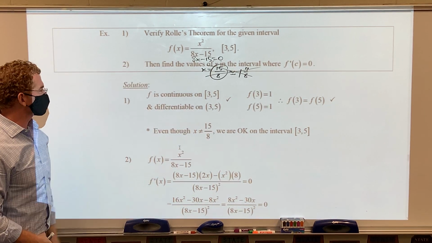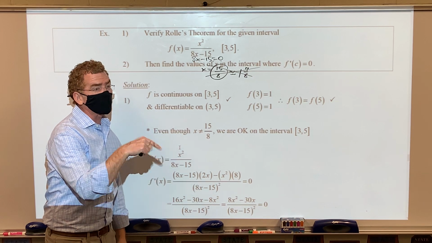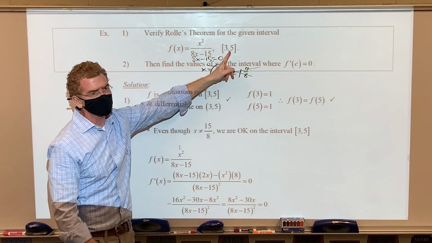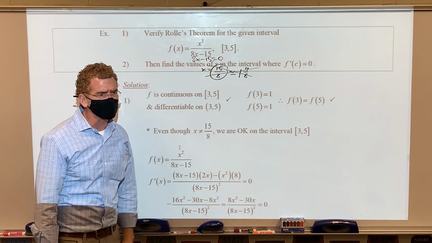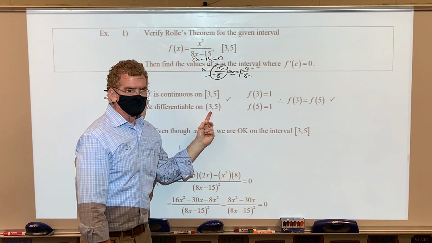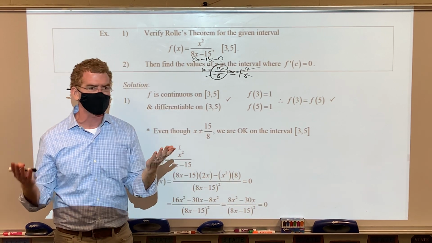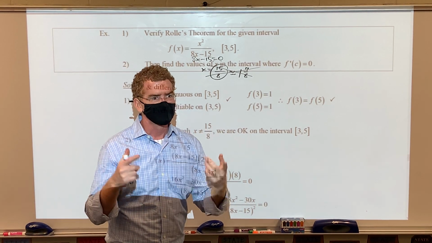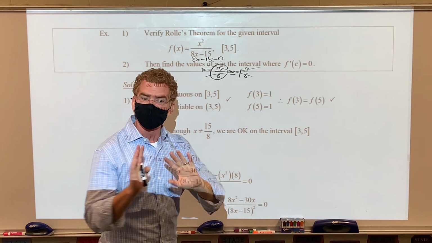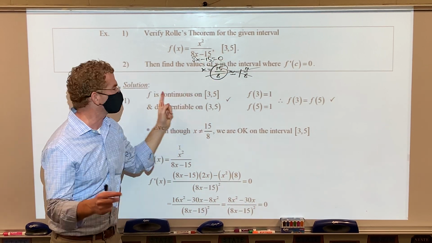So verify Rolle's theorem. Is it continuous on 3 to 5? Yes, because the only place it wouldn't have been is not in the interval. And if you're like, well, how'd you pick that interval? It's just randomly given to you. Is it differentiable on that? Yes. How do I know that? Because the only place it's not differentiable on rational functions is, again, holes and VAs, and there weren't any holes or VAs in that interval. So you're good on those.